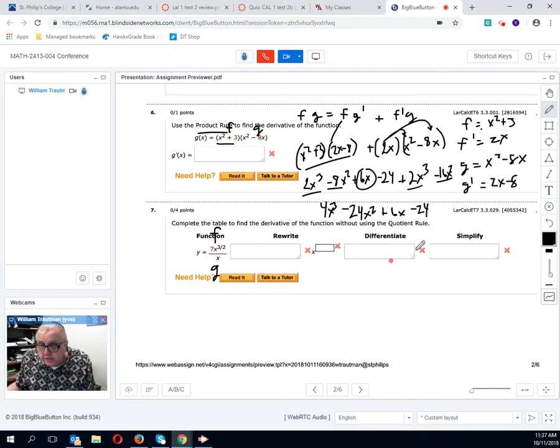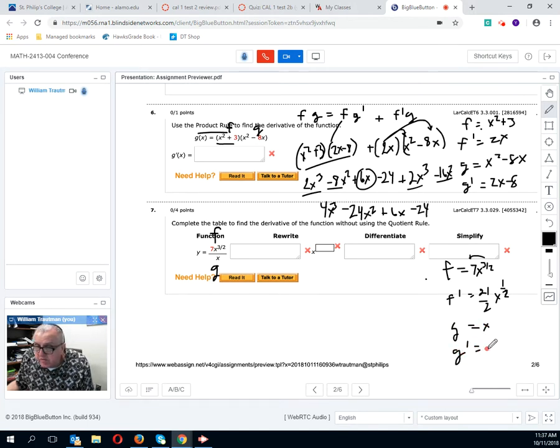So if f is 7x to the 3 over 2, then f prime, you bring the 3 over 2, is 21 over 2 x to the 1/2. 3 over 2 minus 1 is 1/2. 3 over 2 times 7 is 21 over 2. Now, g would just be x, the bottom, and g prime, the derivative of x, is just 1.